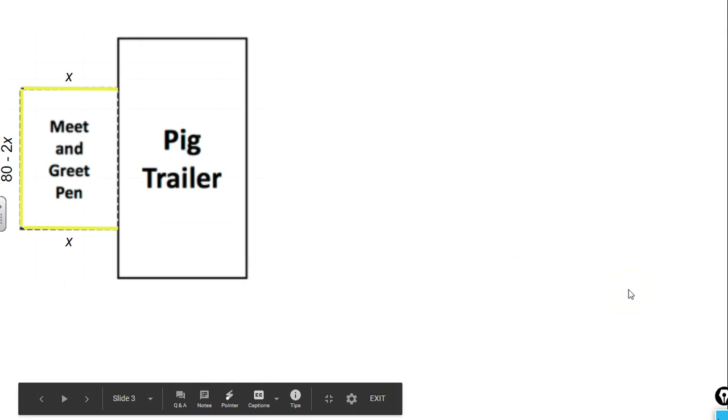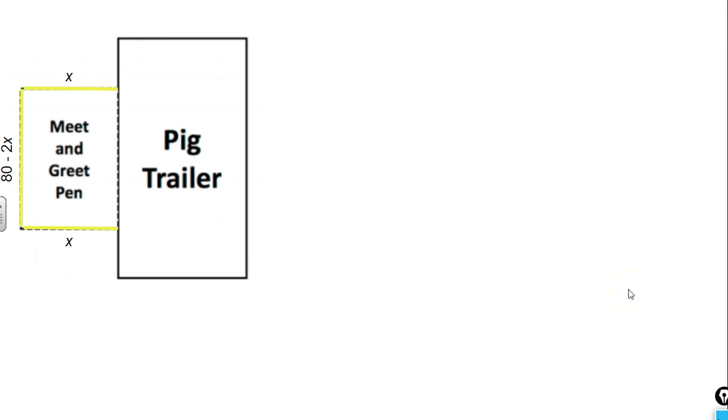So first, we want to make sure that we define our variables. We know that we have only three sides of our pen, and these two opposite sides are going to be the same value. We're going to let those sides be represented with x, and that's going to be the width of our pen. So the width of our pen is x, and then the length would be the 80 total feet of fencing minus the two widths. So this is what our length is going to be.